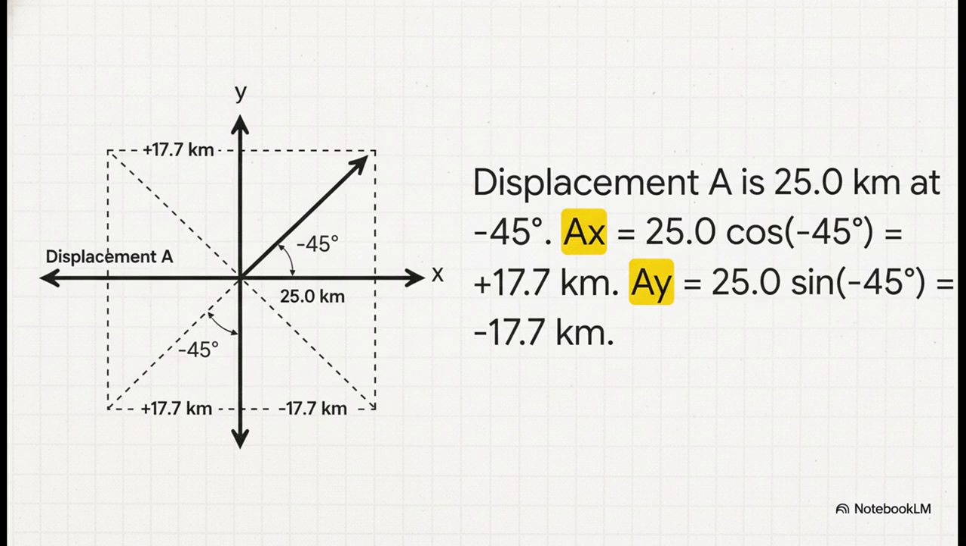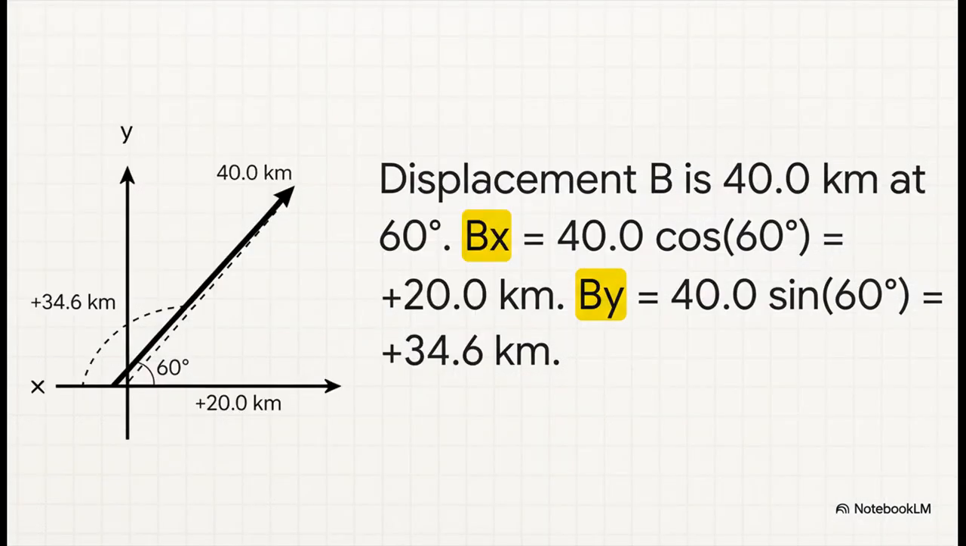Easy enough. Now for day 2. This one's a little more straightforward. The direction is 60 degrees north of east, which is just a nice positive 60-degree angle. We run the exact same play. The x component is 40 times cosine of 60, which gives us a clean 20 kilometers. The y component is 40 times sine of 60, which comes out to positive 34.6 kilometers.